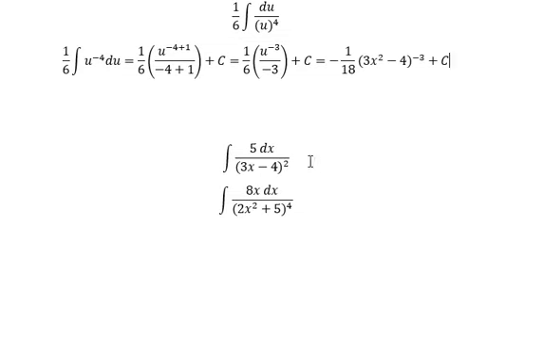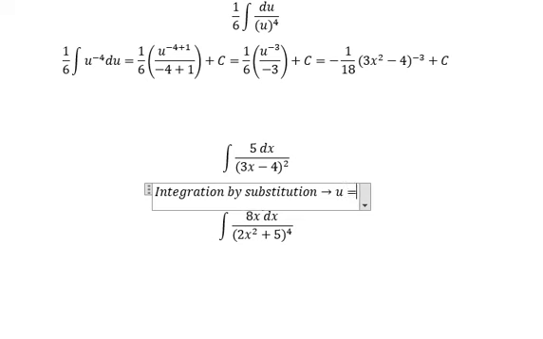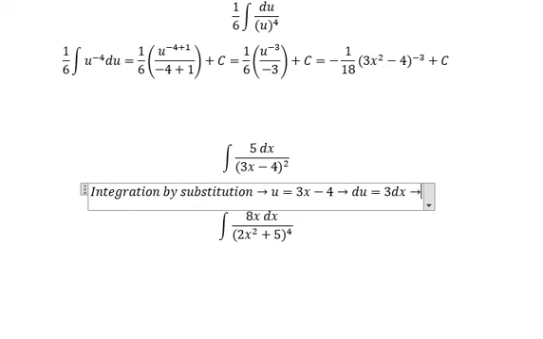Now let's go to the next one. We need to use integration by substitution. So I will put u equals to 3s minus 4. We do first the derivative for both sides. Because we don't have number 3 in here, we divide both sides by number 3.